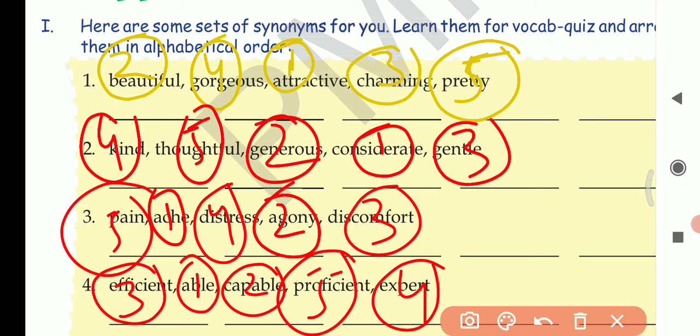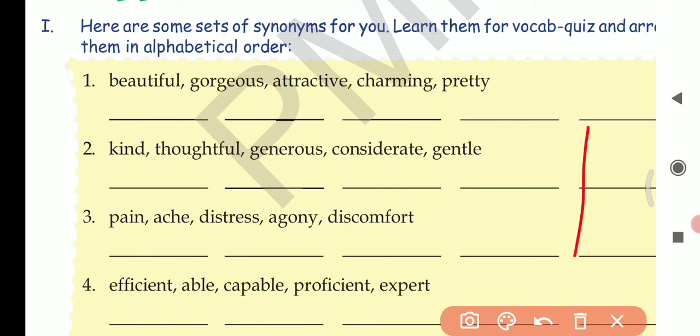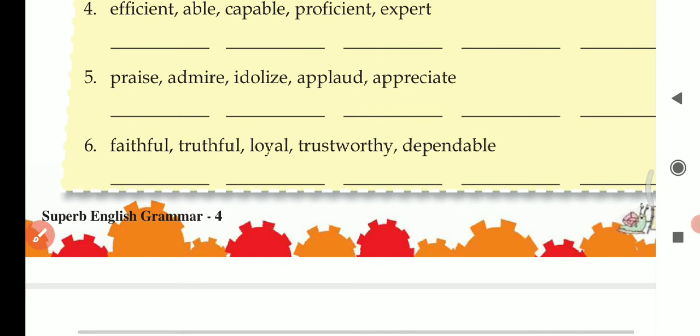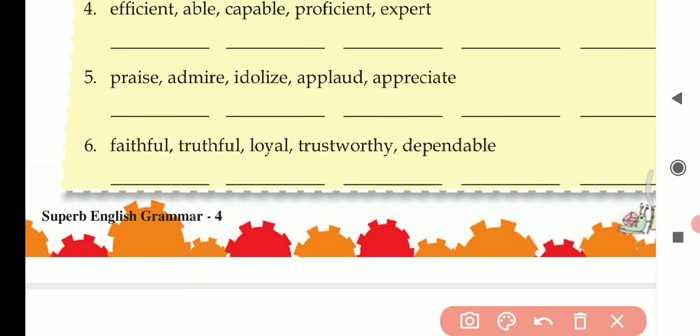Now let's move to the fifth question. Praise, admire, idealize, applaud, appreciate. There are 5 words. So with A we have 3 words. Admire, applaud and appreciate. And meaning of all the 5 words are nearly same. That means to praise or to appreciate, to admire someone. That refers to the meaning of all the 5. So admire, applaud and appreciate.